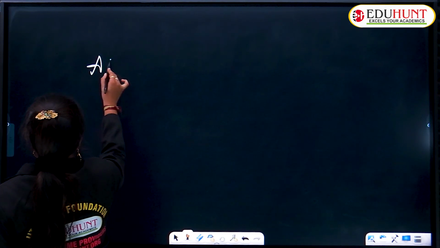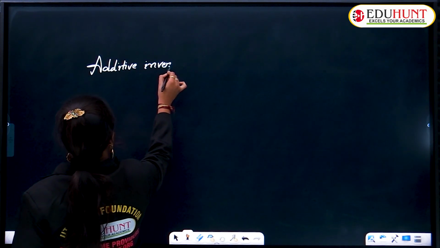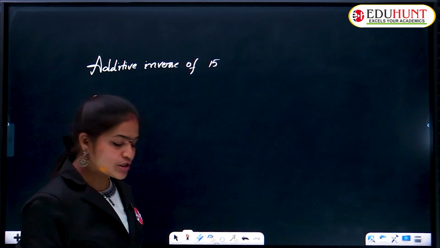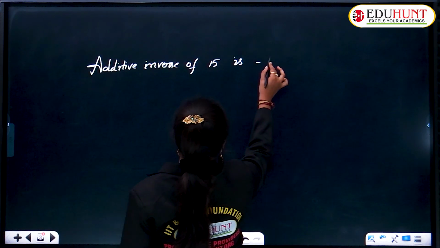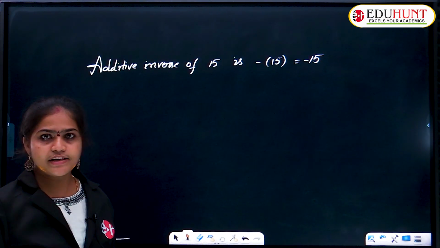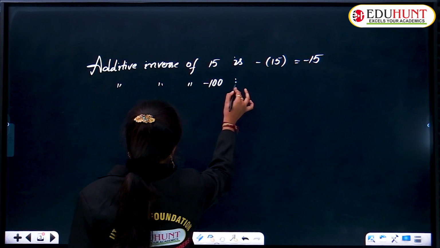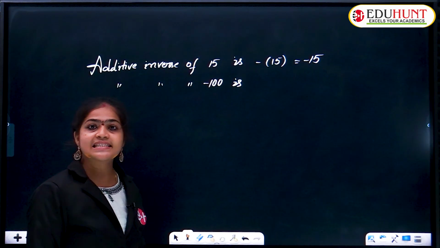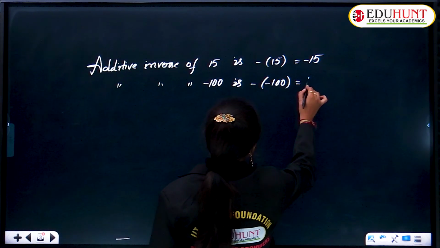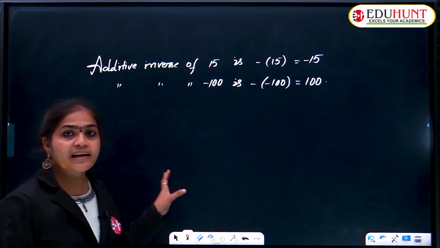Additive inverse of 15. For example, 15 is there. The additive inverse of 15 is minus of 15. Am I clear? Then you will get minus 15. Understood? And in the same way, the additive inverse of minus 100. Then what will you get here? Yes, of course, that is positive only. Minus of minus 100, which is equal to minus into minus is plus, which is equal to 100. Understood? So this is about additive inverse.